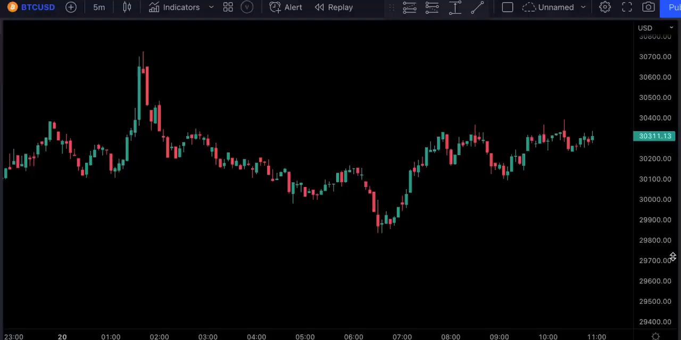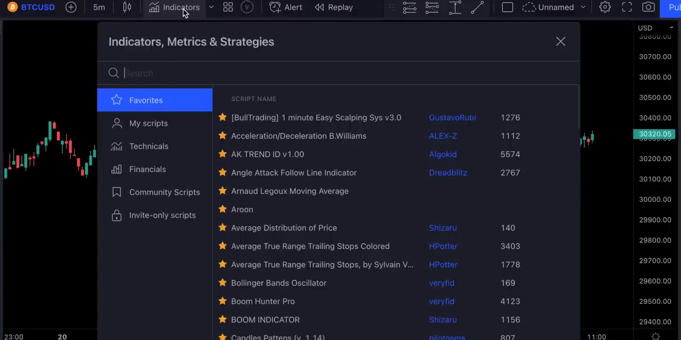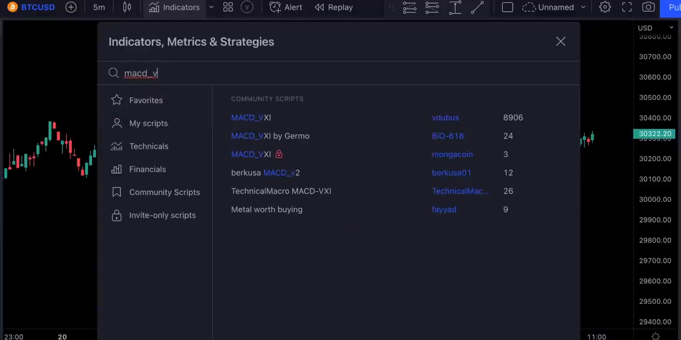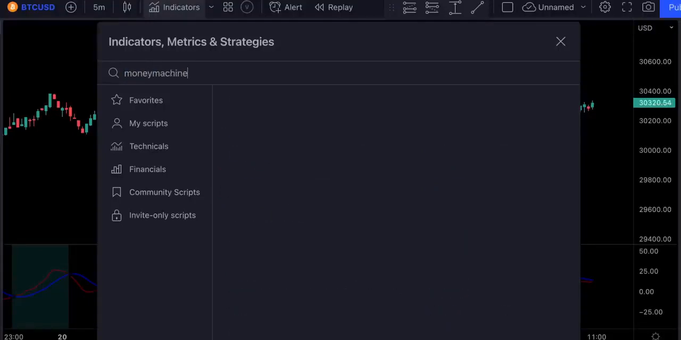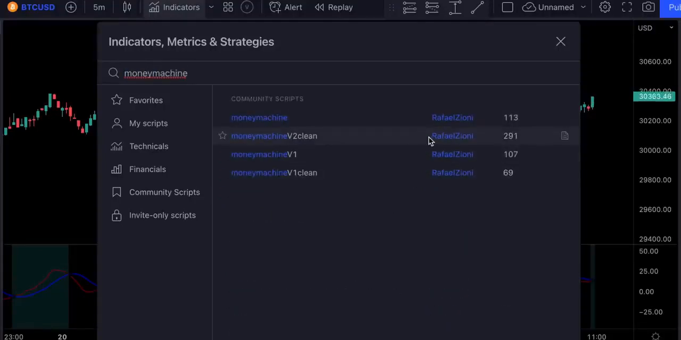Okay, I'm going to do my backtesting on a Bitcoin USD 5-minute time frame, and this strategy consists of 2 indicators. The first indicator is called MACD VXI. This one right here. And the second indicator is called the Money Machine. This one by Raphael Zioni.